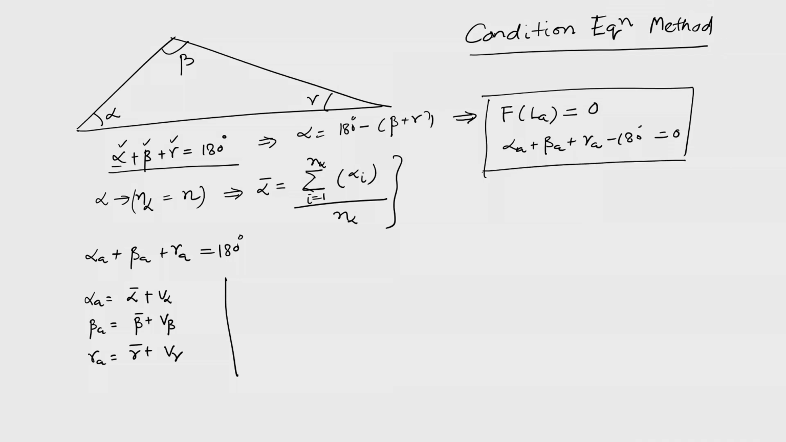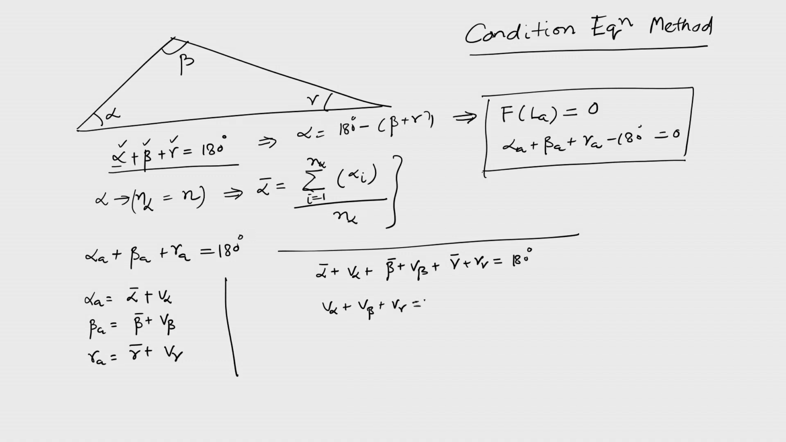Right. Let us try to solve this one using the matrix method. I am solving it here. Alpha bar plus V alpha, beta bar plus V beta, plus gamma bar plus V gamma equals 180 degrees. Now, I can write that V alpha plus V beta plus V gamma, which are errors, equals 180 degrees minus (alpha bar plus beta bar plus gamma bar).